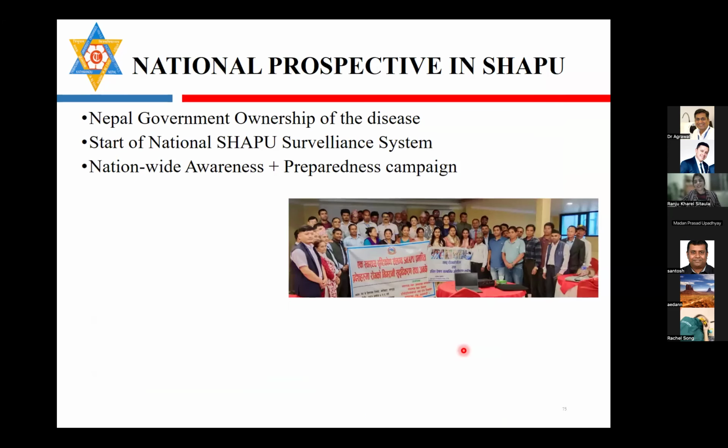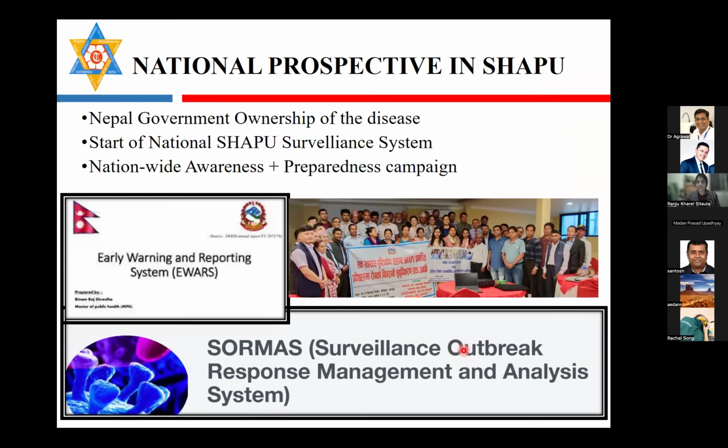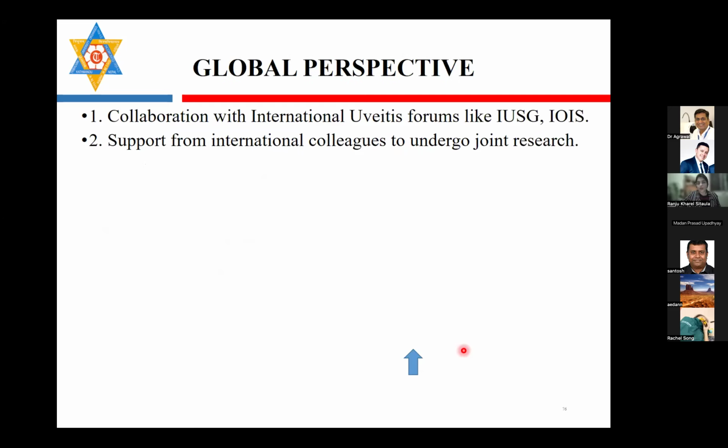So now, finally, the government has also taken ownership of this disease, and we are working very closely with the government. The government has included this disease in its national surveillance systems like EWARS and SORMAS. So every case of SHAPU that is affected in Nepal is now reported in the national system. And we are going to various parts of Nepal, spreading awareness and preparing the people for the 2025 SHAPU outbreak. We are very hopeful for collaborations with international forums like RUSC, IOIS, so that our international colleagues can help us undertake future research in this area.